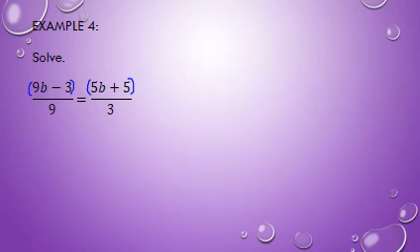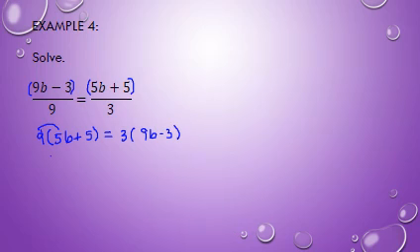Okay, so I'm going to take 9 and multiply it with the 5b plus 5. Bring down the equal sign, and then I'm going to do the other one, which is 3 times 9b minus 3. Okay, and now we've got an equation just like we were working with on Monday, where you've got variables on both sides of the equation. And as we remember, the first step is to distribute.